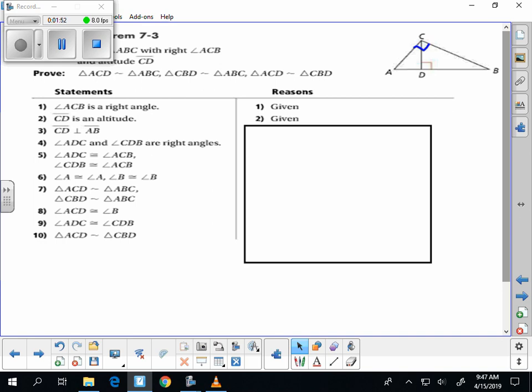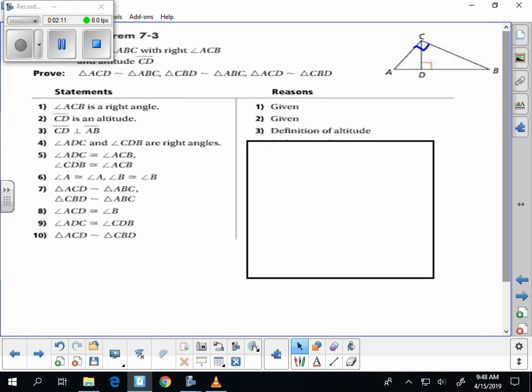How do I know it's a right triangle, though? It shows that, but how do I know if it didn't show it? What does altitude mean? Definition of altitude is it starts at a vertex and hits the opposite side at, yeah, or is perpendicular to the opposite side. So step 3 is just the definition of altitude. Altitudes are perpendicular, start at a vertex and hit the other side at 90.